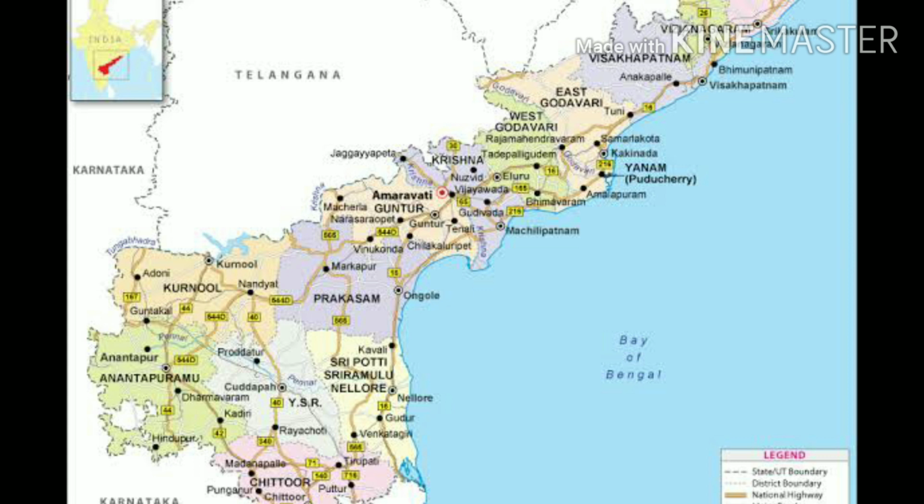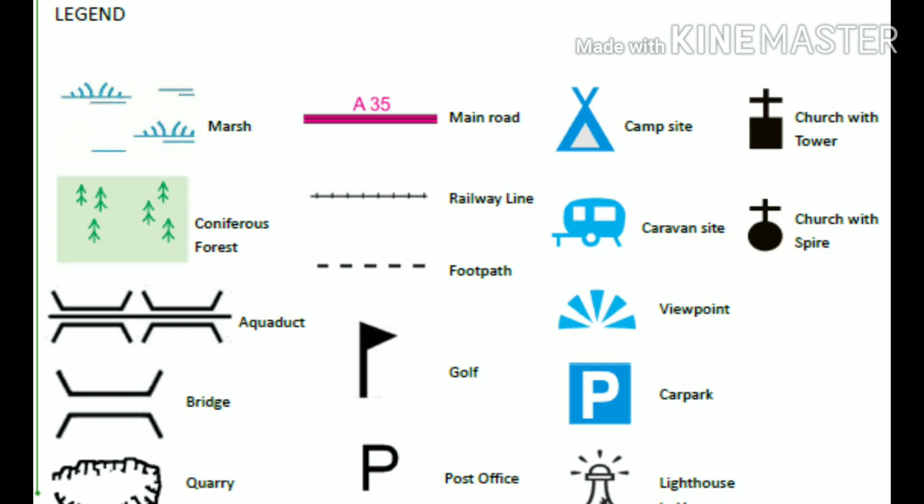Tamil Nadu is situated to the south of Andhra Pradesh. Karnataka is situated to the west of Andhra Pradesh. Yes, you know very well. Bay of Bengal is situated on the east of Andhra Pradesh. Okay, good. So now come to the symbols.